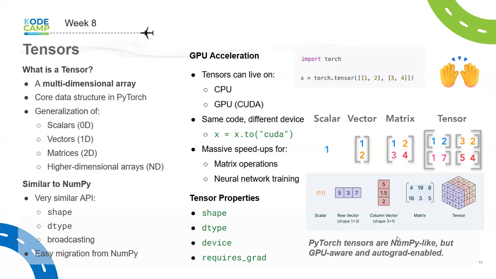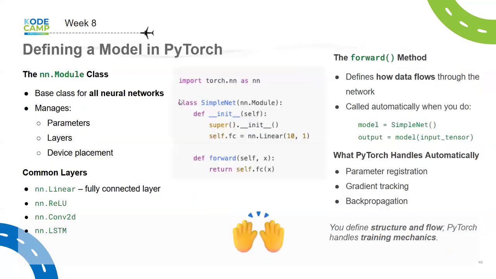So PyTorch tensors are like NumPy, but they are GPU aware and they can do autograd. This is a very simple way for you to define a simple neural network in PyTorch. Like we said before, you use the module class as the base class, as the parent class. Then you define an initialization function where you can specify the architecture, and then you define a forward function where you can specify the forward pass calculations.